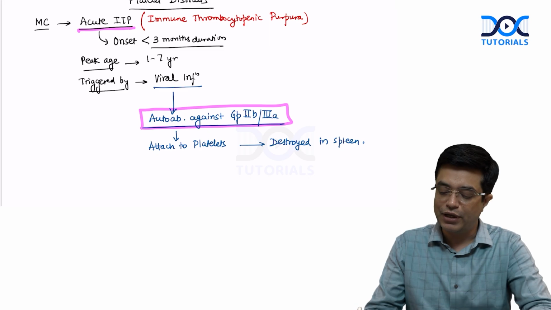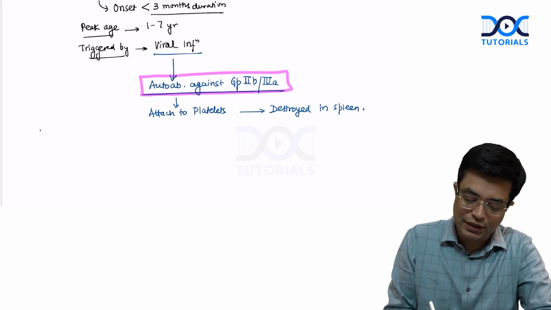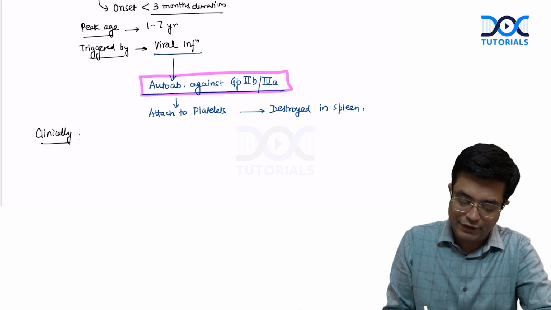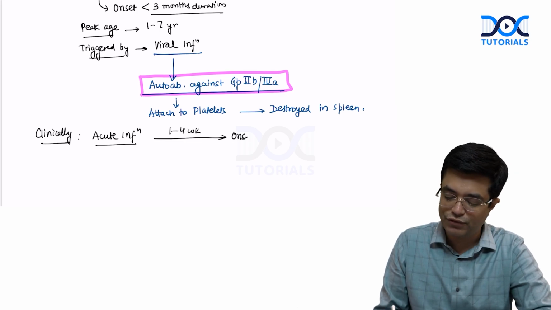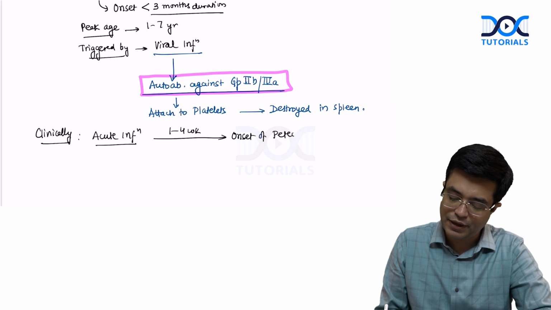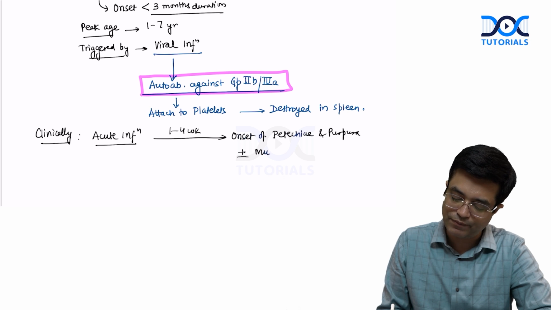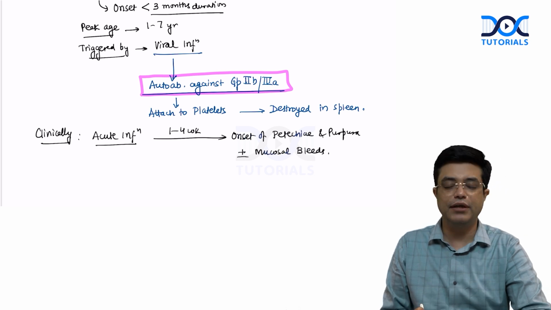Now, acute ITP, how does the patient present? Clinically, these patients will be young kids, otherwise normal. There will be an acute infection, generally a viral infection. It can be respiratory, rarely it can be GIT. About 1 to 4 weeks later, there will be onset of petechiae and purpurae, plus or minus mucosal bleeds. So in the oral mucosa and nasal mucosa, there may be some bleeding happening rarely.